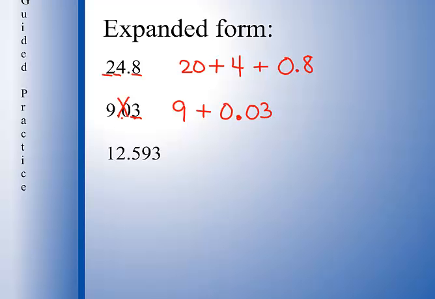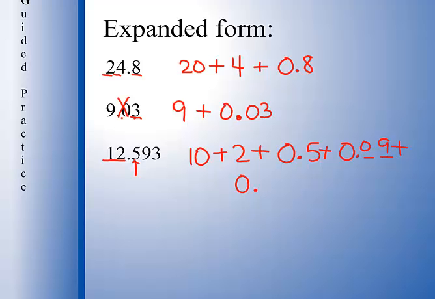And the last one, don't forget you have to break up the 12, so that's 10 plus 2 plus 5 is in the tenths spot, so we have 5/10 plus 9 in the hundredths, and that's 2 spots, tenths, hundredths, plus 3 in the thousandths, tenths, hundredths, thousandths, and there's your expanded form.